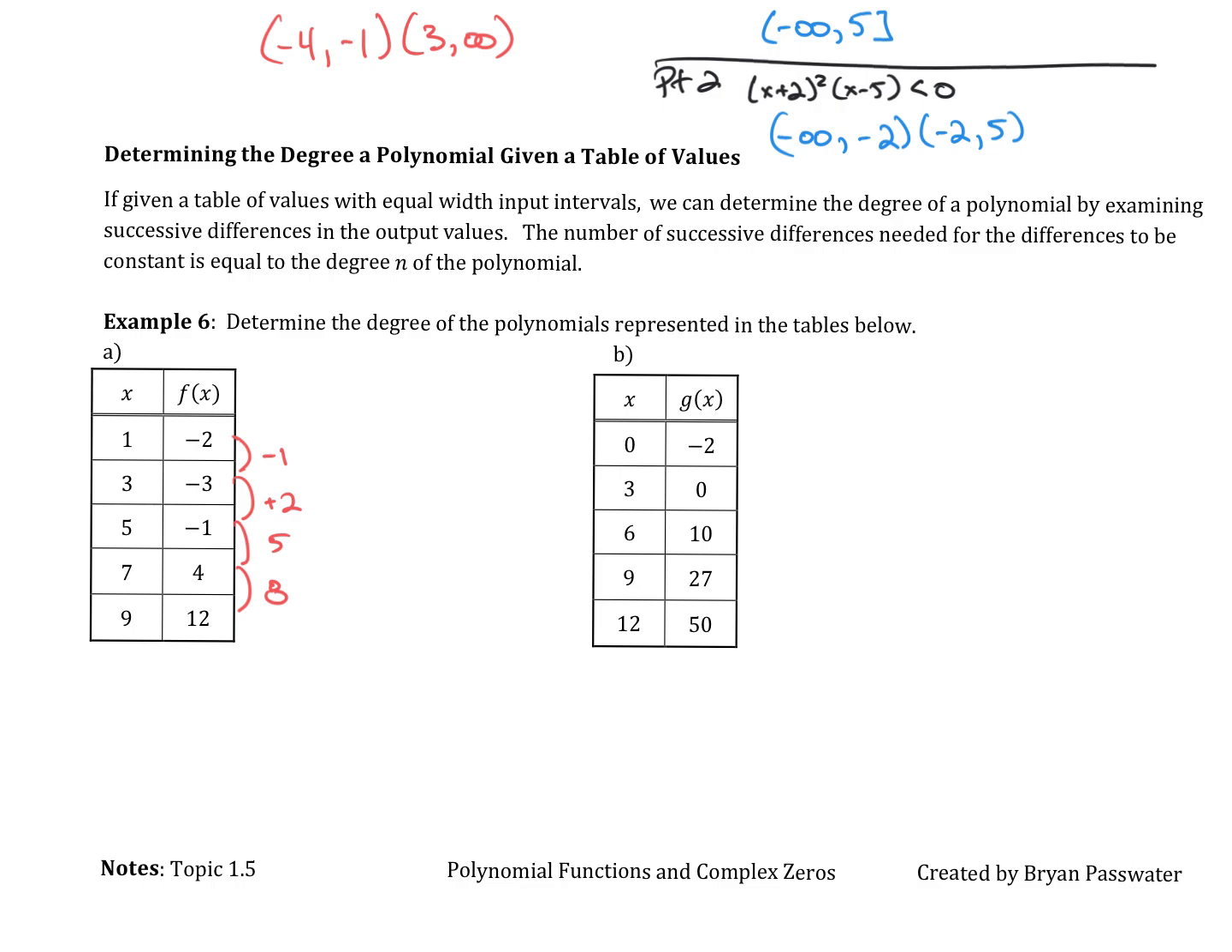No. Let's do it again. So now what's my difference? 3. Now what's my difference? 3. Now what's my difference? 3. So what degree is this? This is a degree of 2. It's known as a quadratic.